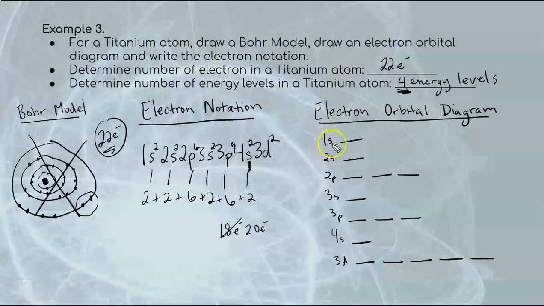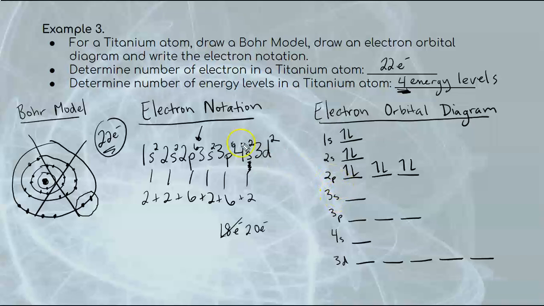First, 1s, that orbital can fill 2 electrons. So I put 1 electron going up and the other going down. 2s can also fit in 2. 2p has 3 orbitals. When I draw these, I want to separate them first. So get in the habit of separating these electrons first, and then you can pair them up. How do I know how many go on each of these orbitals? Well, I determined that over here. 2p has a 6 in my superscript, so I know I'm going to want to draw 6 electrons in 2p.